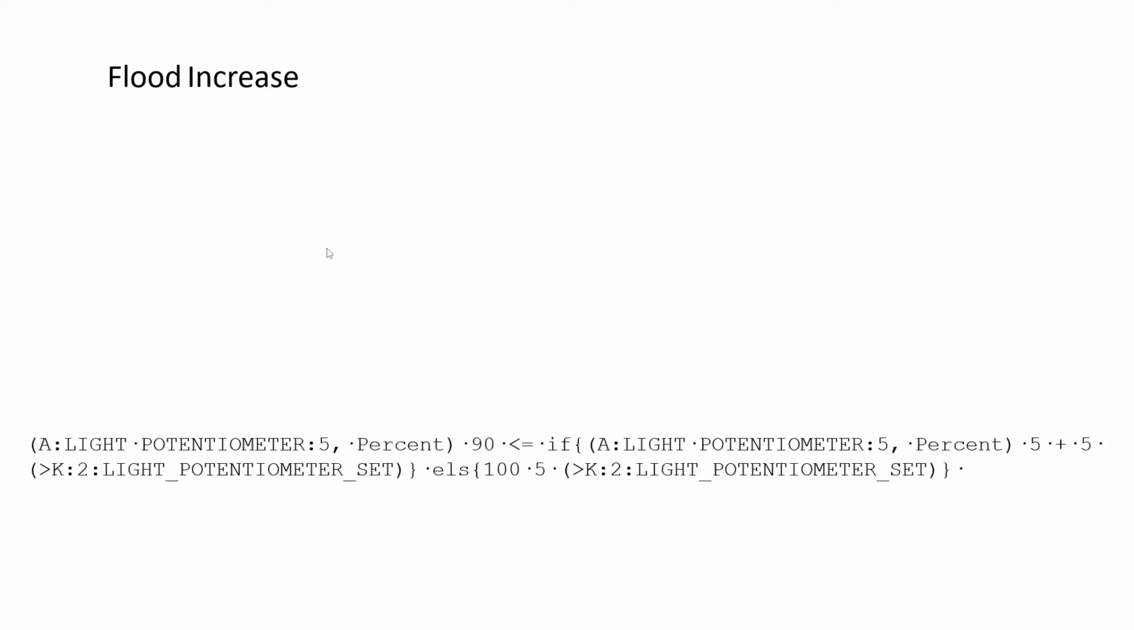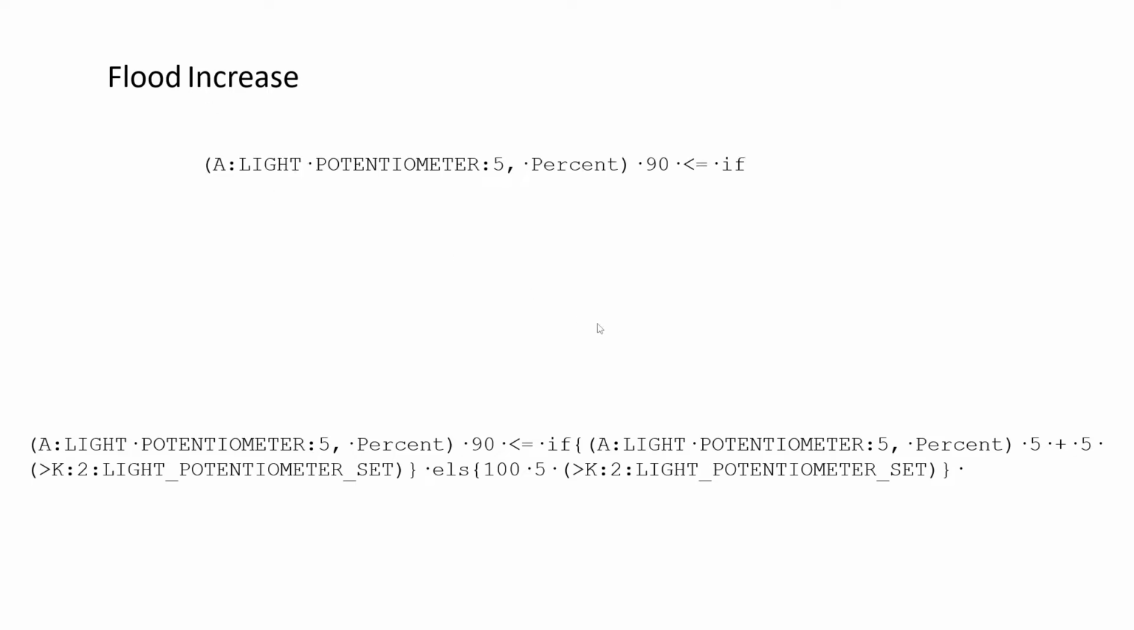But if I look at my floodlight increase, here is the whole of the messy thing, and because it's circuit 5 and I'm using 5%, it could get confusing. So the 5s here are the circuit I'm using, the potentiometer I'm using, and this 5 is my percentage decrease. So I've got 5 and then add 5 to this because it's the increase version.